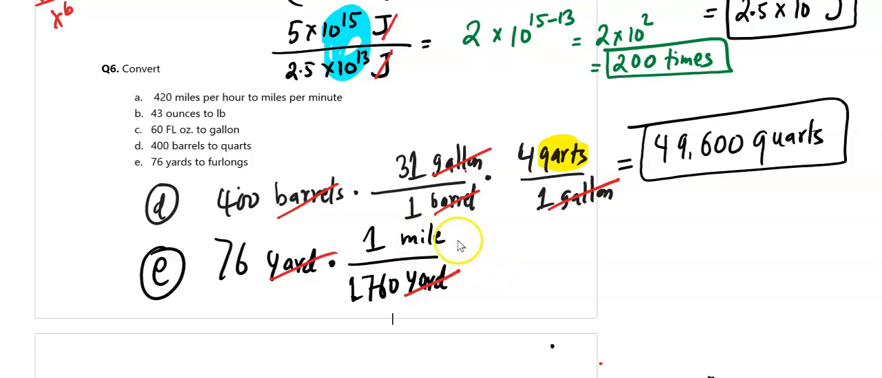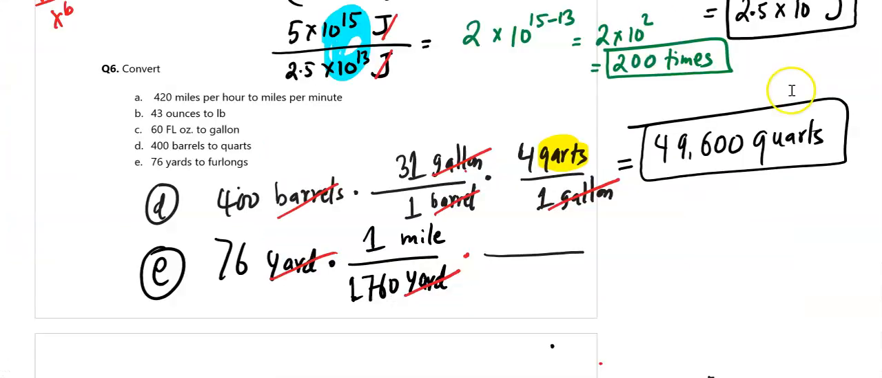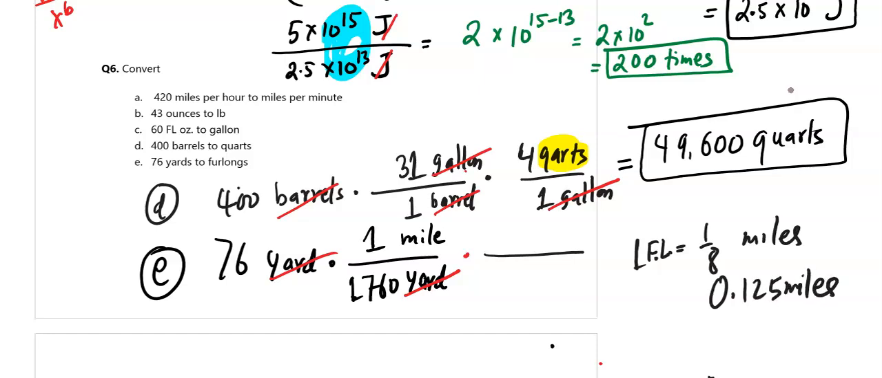Since I need the answer in furlongs, and I know how many miles equal how many furlongs, I multiply again. If you look at the chart, how many miles equal how many furlongs? See, 1 furlong equals 1/8 miles. So 1/8 miles equals 1 furlong. Let's write FL for furlong. 1/8 is 0.125 miles equals 1 furlong.